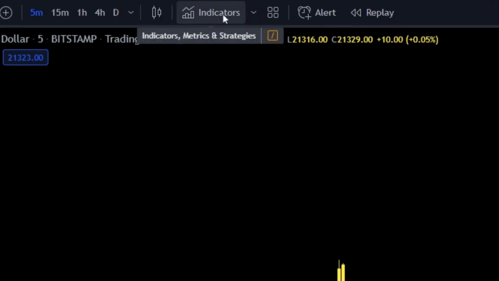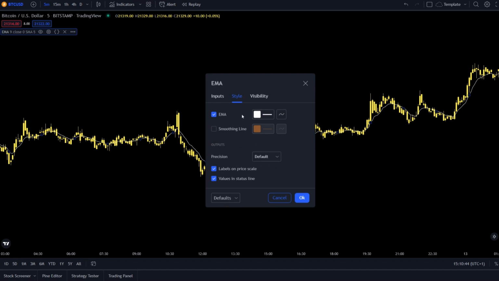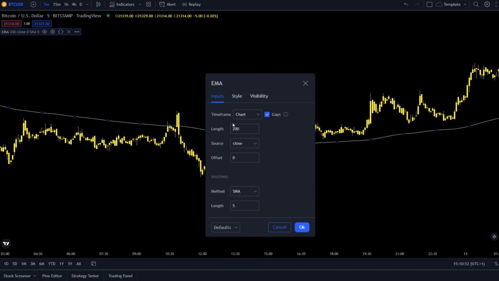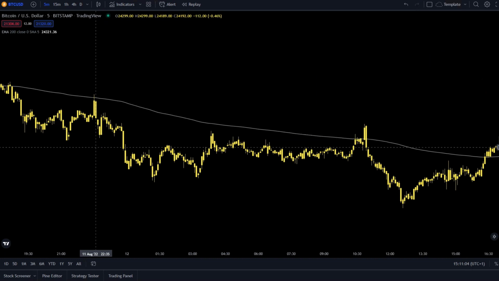We're going to head over to indicators. Going to type in EMA, and it's this moving average exponential here. Change the EMA color to white, and on input change the length to 200. This is a great indicator for understanding trend, and it's super simple to use.